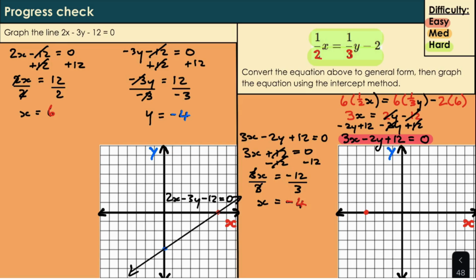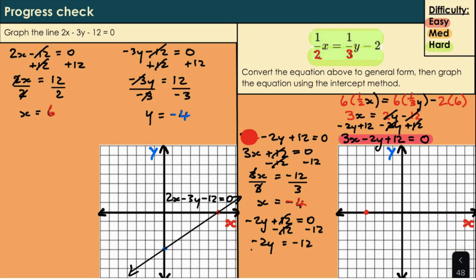To find our y-intercept, we make that x equal to 0. Now, of course, if we make that x equal to 0, we have 3 multiplied by 0, which is 0. That whole term disappears. We are left behind with, we minus 12 on both sides. Negative 2y comes down. Positive 12 cancels with negative 12. 0 minus 12 is negative 12.